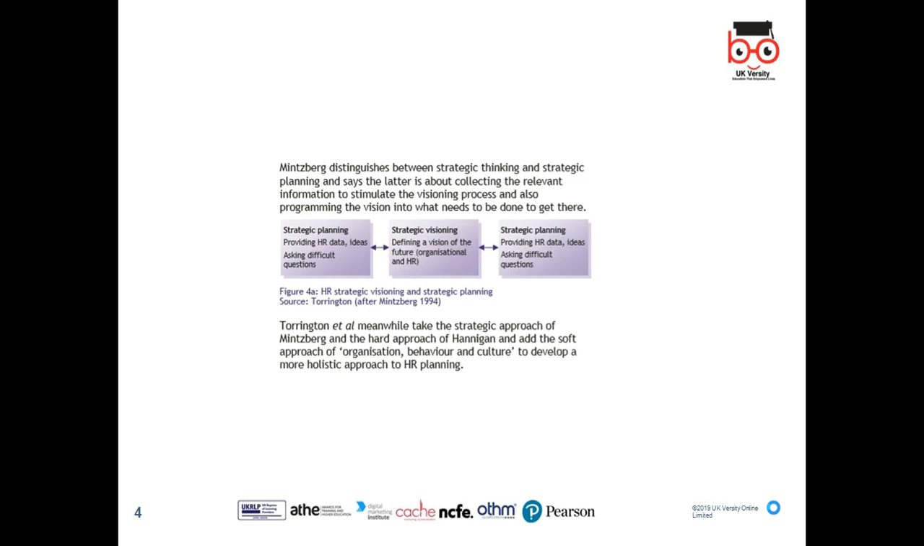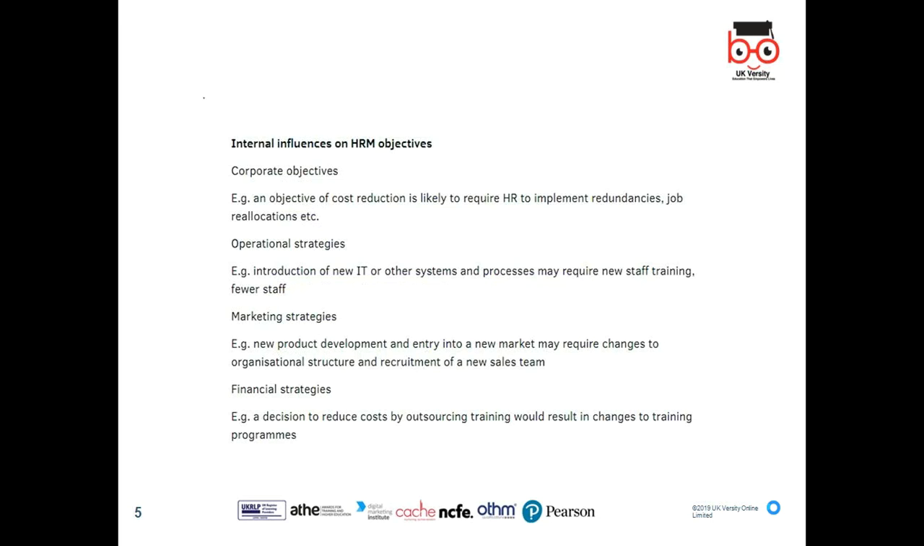How many staff we recruited in the past, how many people stayed in our organization, how long they stayed, what sort of skills we acquired, and what sort of skills we require now for our organization to achieve our organizational objectives. So strategic visioning and strategic planning, we need all this information.